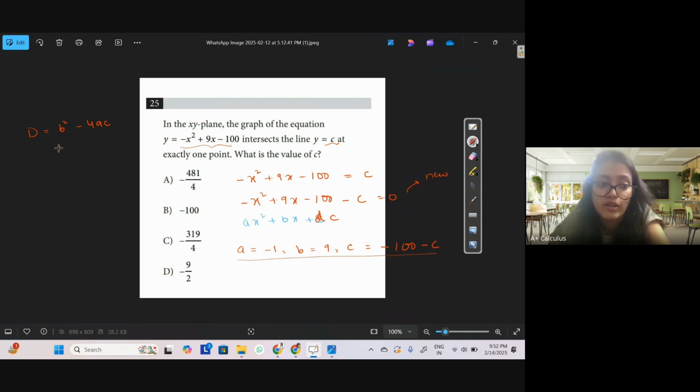So b square will give you 81, 9 square, minus 4 times a is negative 1, and c is, well, c is negative 100 minus c. And since it has one solution, so your discriminant is equal to 0. And from there, you can solve for c. Okay, just put this equation equal to 0 and you can find out the value of c.